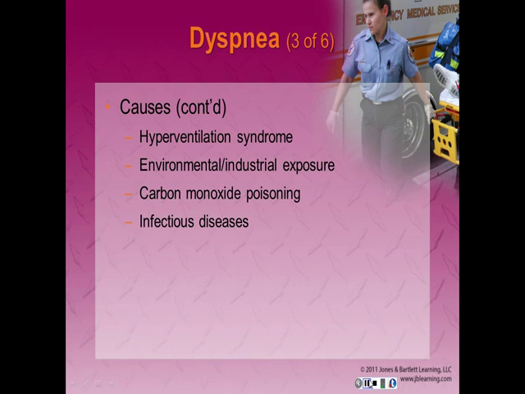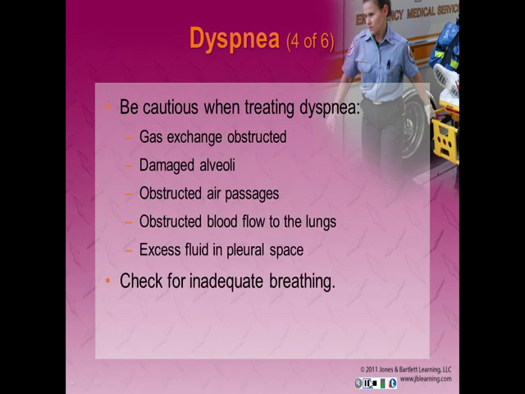and infectious diseases. As you treat patients with disorders of the lung, you need to be aware of the following. Gas exchange between the alveoli and pulmonary circulation is obstructed by fluid in the lung, infection, or collapsed alveoli. This is called atelectasis. The alveoli are damaged and cannot transport gases properly across their own walls. The air passages are obstructed by muscle spasm, mucus, or weakened floppy airway walls. Blood flow to the lungs is obstructed by clots, and the pleural space is then filled with air or excess fluid, so the lungs cannot properly expand.